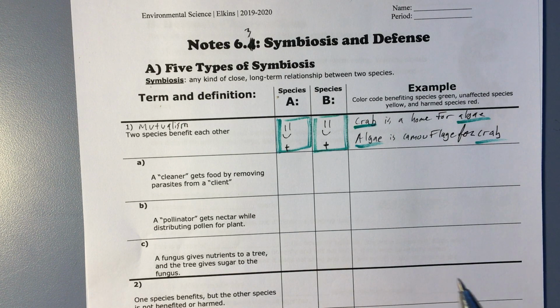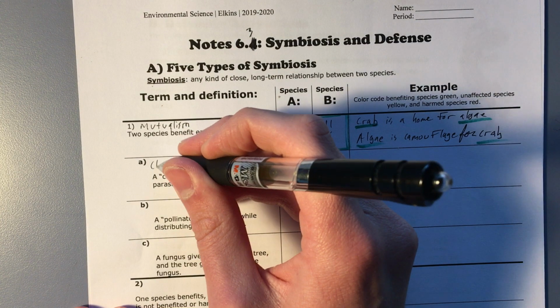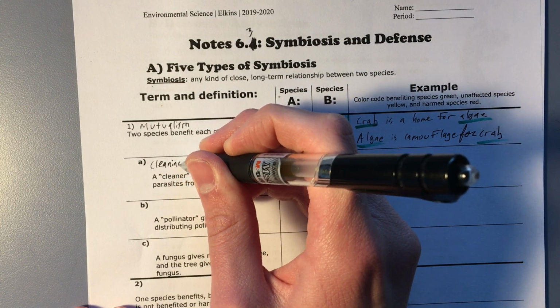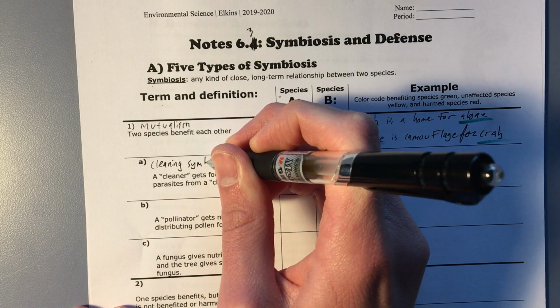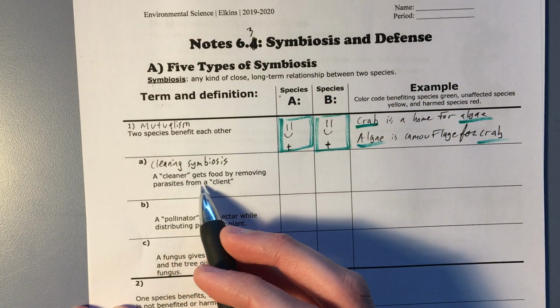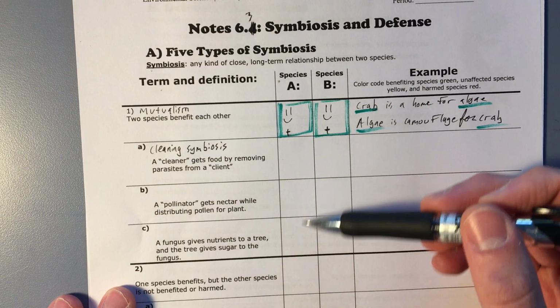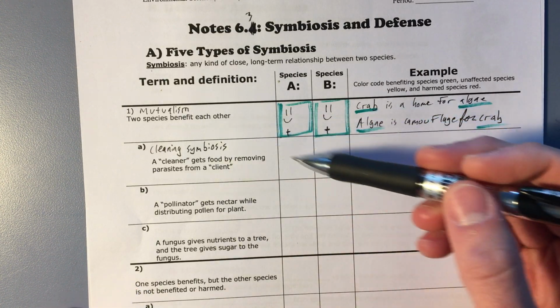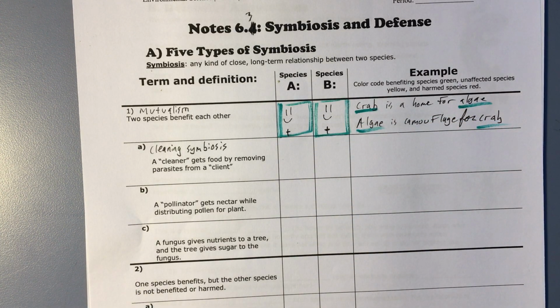Okay, there's several different types of mutualism. So one of the most common types is a cleaning symbiosis. Okay, this is where a cleaner gets food by removing parasites from a client. So all of these are subtypes of mutualism. So these are all just examples of mutualism.